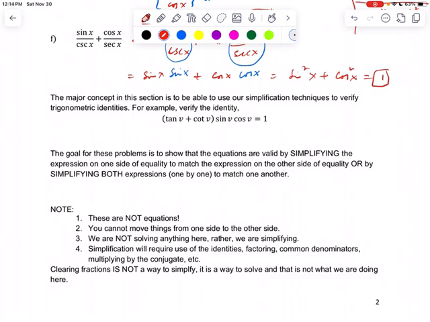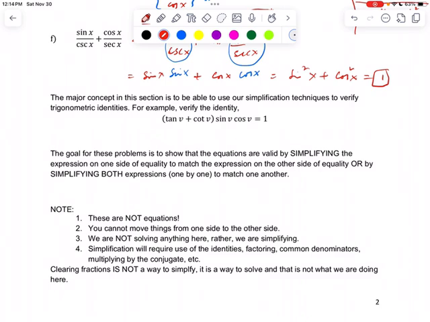Continuing with section 7.1. In the last video, we saw how to simplify given trigonometric expressions. Now, the major concept in this section is to be able to use our simplification techniques from the previous video to verify trigonometric identities.